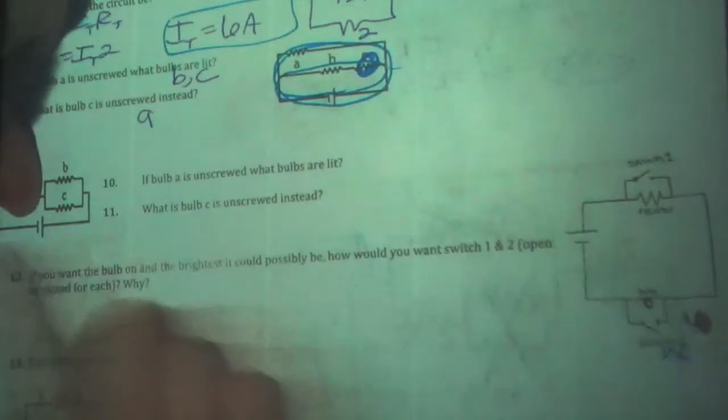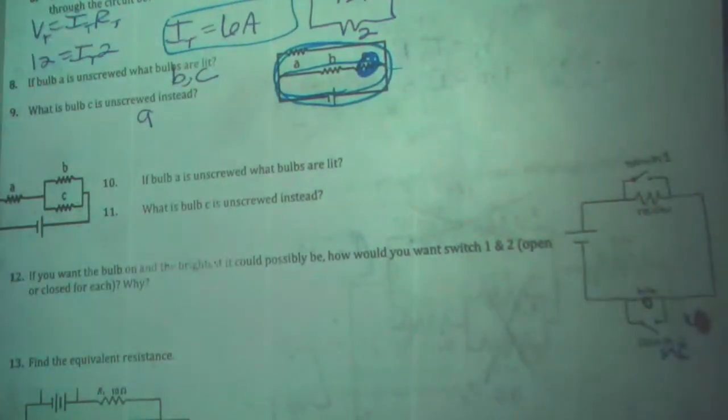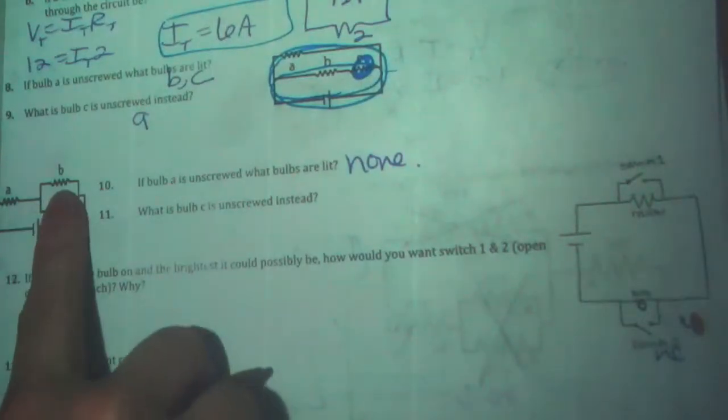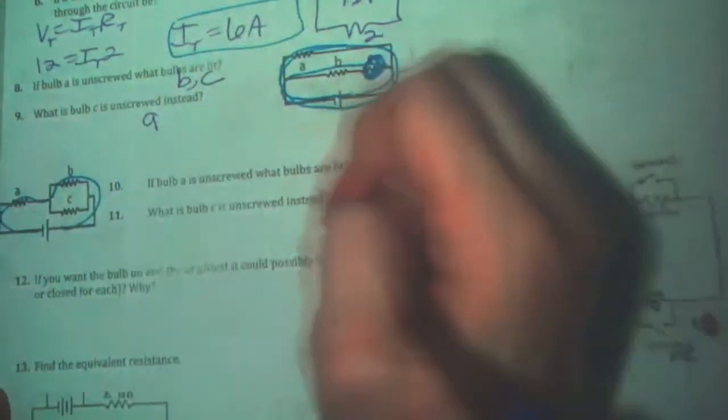If A is unscrewed, what bulbs are lit? If you take out A, then no current is going to get through at all, so this would be none. If B is unscrewed, so you put a hole right here, you still can have current going through this loop, so A and B would remain lit.